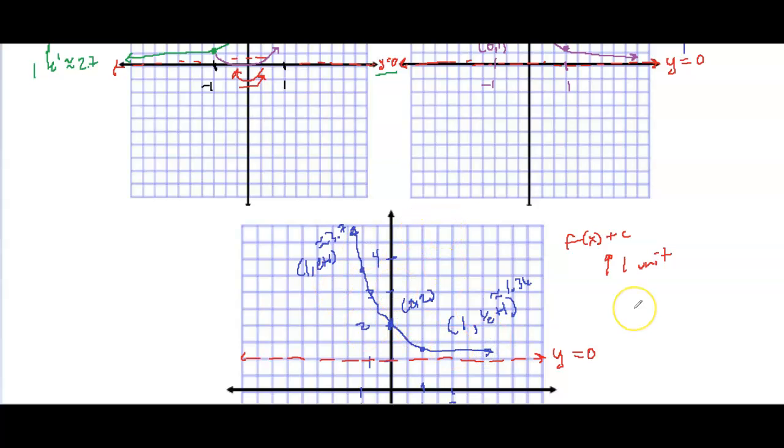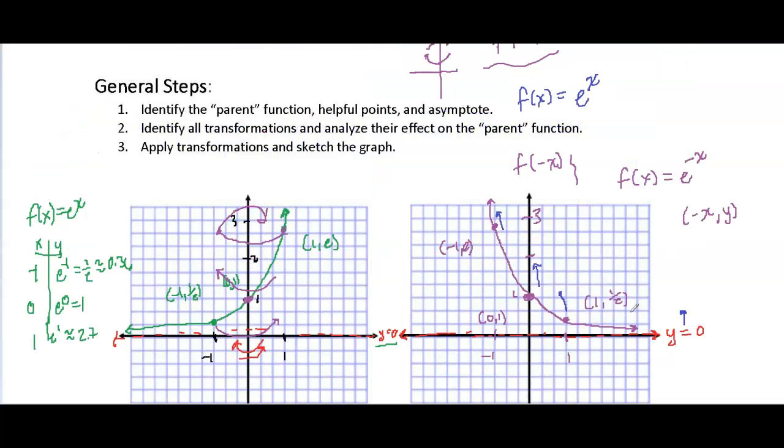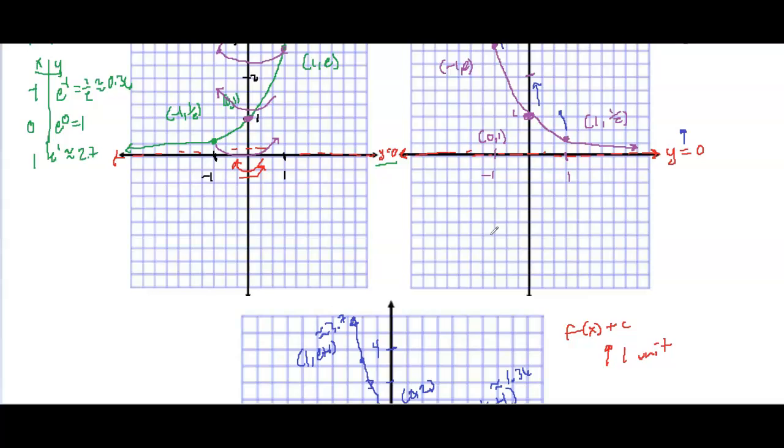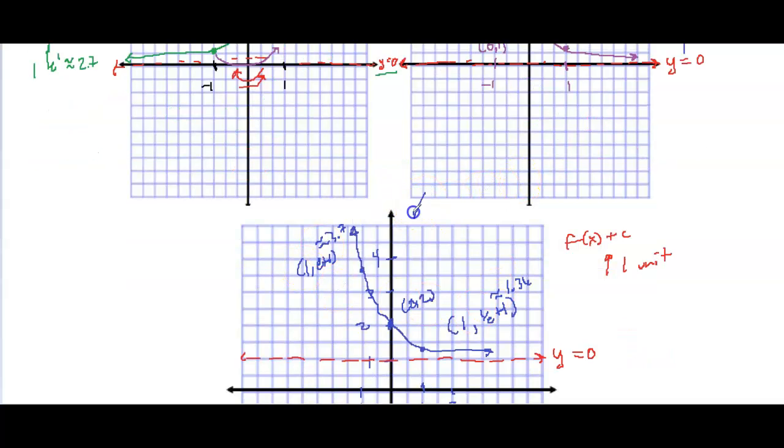There we have it. So once again, we started with our parent function using our basic points here, and then we took one transformation at a time, doing that reflection about the y-axis first, and then shifting everything up 1 unit. That is all.